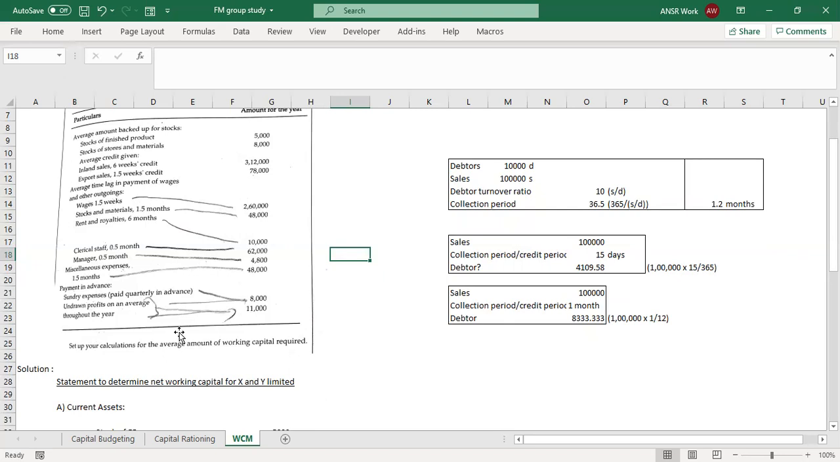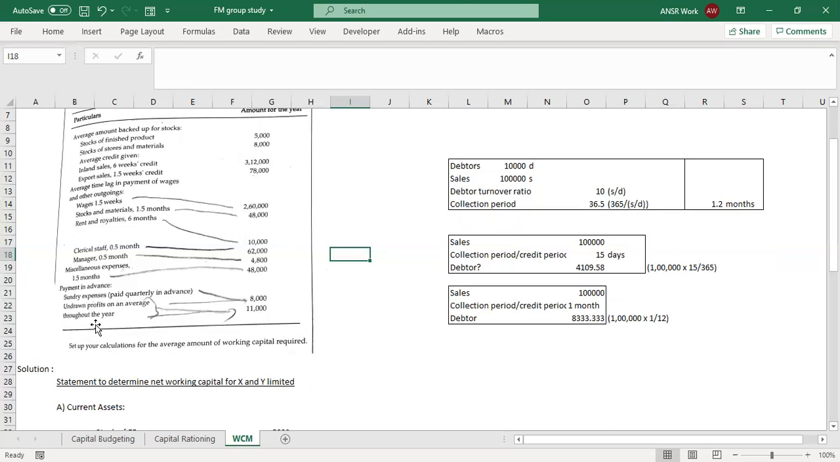So 3 months, 4 quarters, right? But 8,000 is not paid quarterly. 8,000 is the total for a year, and it is 2,000 per quarter. Yes, that is absolutely right. You just divided by 3. That's what I said: instead of 3, just 4.